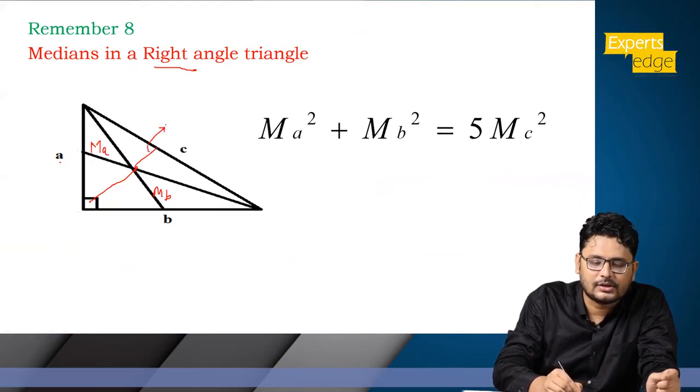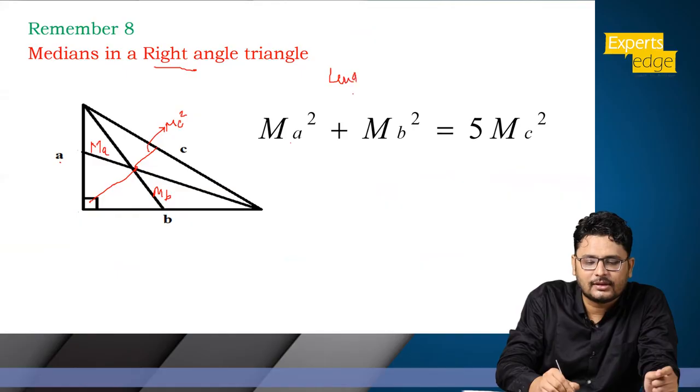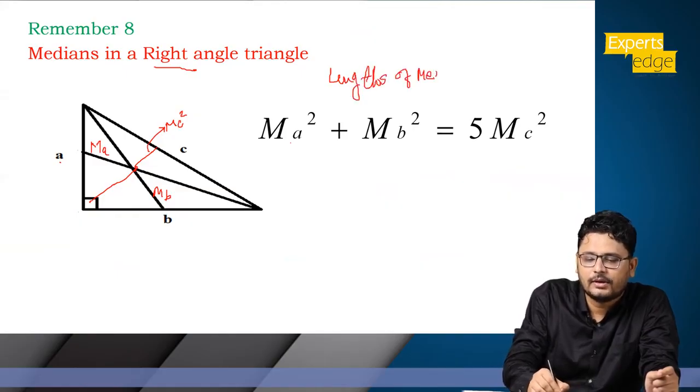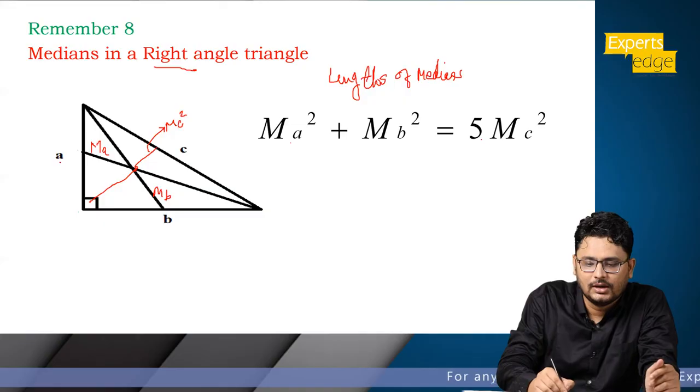Okay, so this is MC. So what is the relation given here? MA square, MB square, these are the lengths of the medians. Please remember, lengths of medians. That is MA square plus MB square should be equal to 5 times MC square.